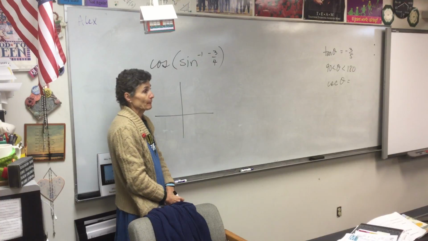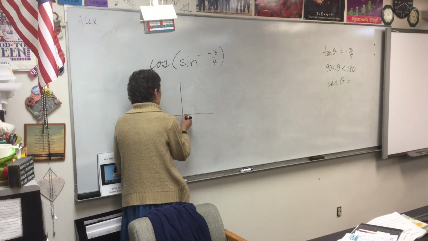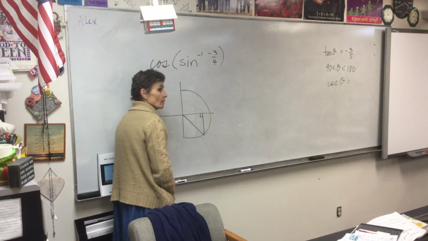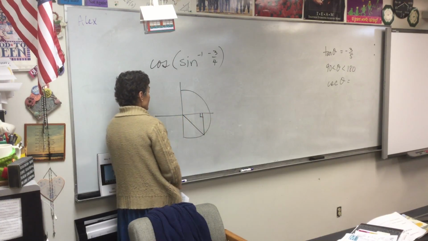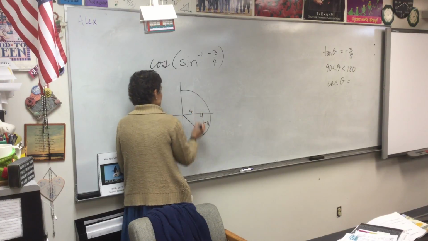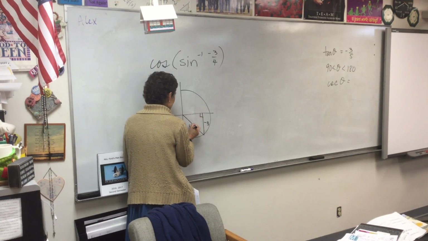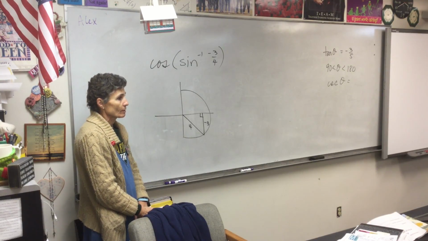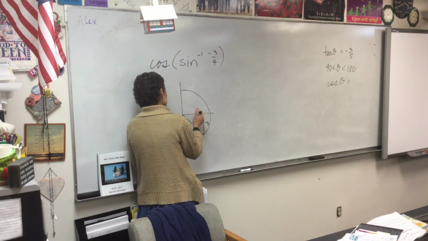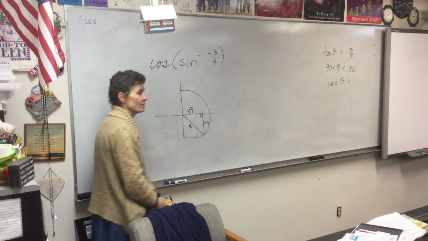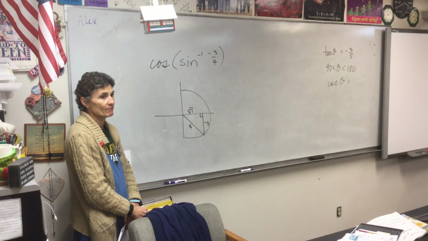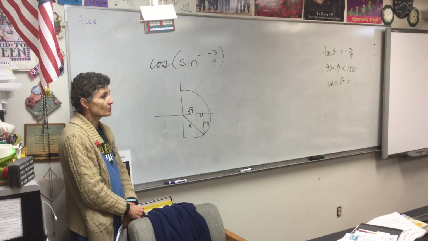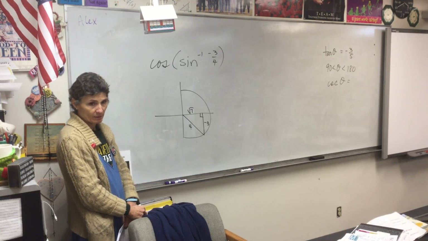Where'd you draw it? Did everybody draw it in the 4th quadrant? Okay. Did you label this side negative 3 and this side positive 4? Did you call this root 7? Yes. Very good. Nobody said 5, right? Don't admit it if you did, because the hypotenuse has to be longer than everything else.